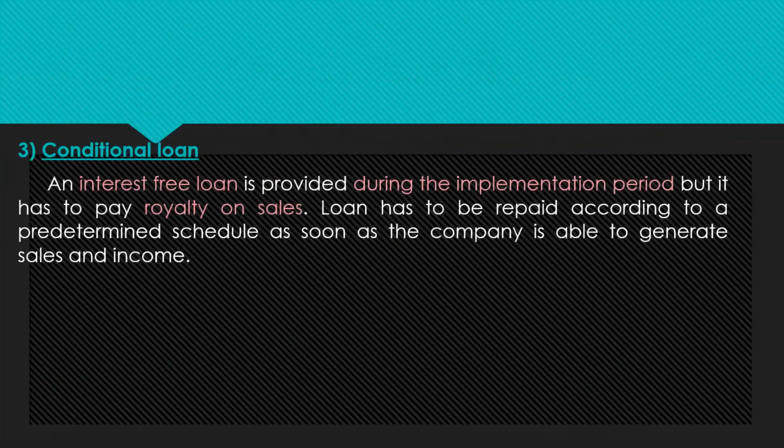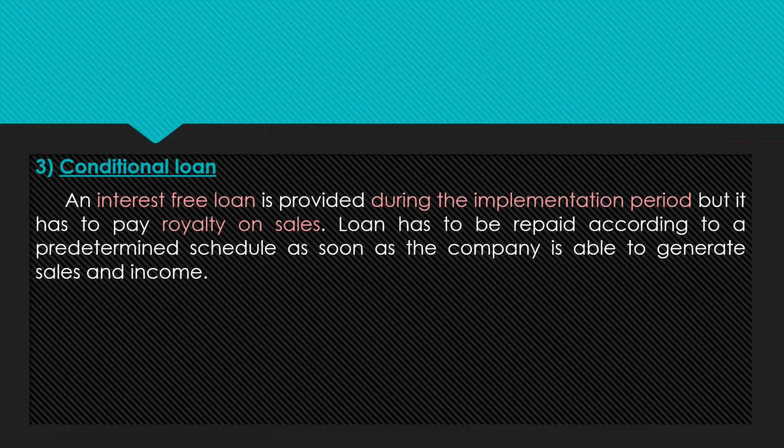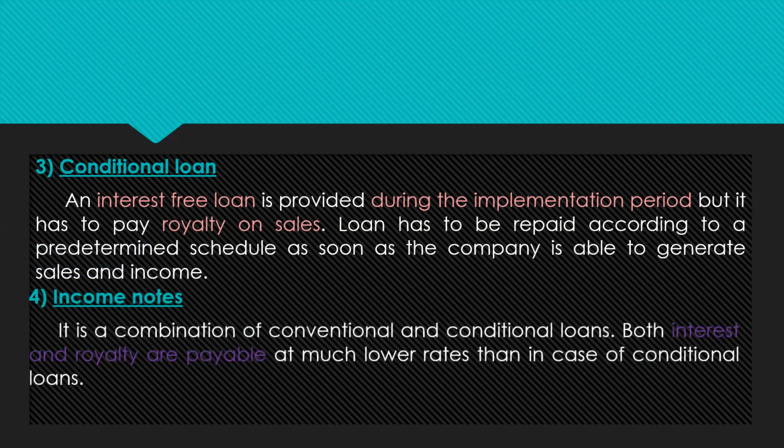Now the third one is conditional loan. Here, the loan amount is given, and in the initial years when the project is being implemented, interest will not be collected. There is no interest on that loan. But there is a royalty on sales. A certain percentage of the amount that you get from sales will be provided to the venture capitalist as a royalty. Now, the benefit of this for the borrower is that if there is no sales, they need not pay anything to the venture capitalist. Only when they start earning through sales, they will have to pay a certain percentage of the sales as royalty. Now, the loan will have to be repaid as per predetermined schedule according to the agreement once the company starts generating sales and income.